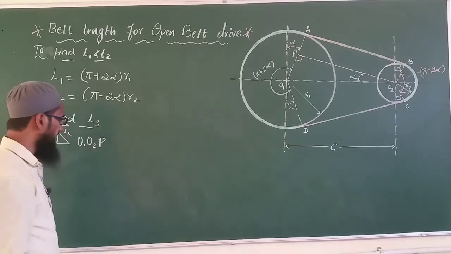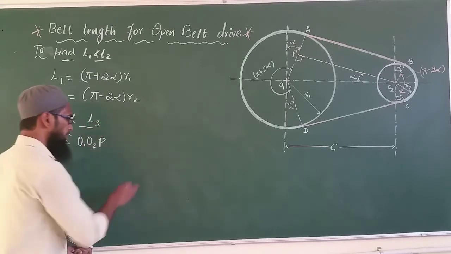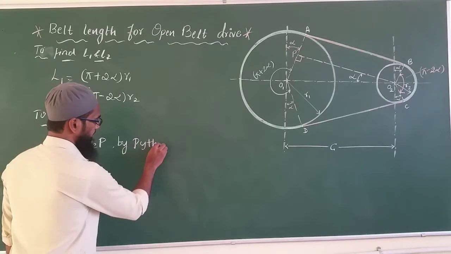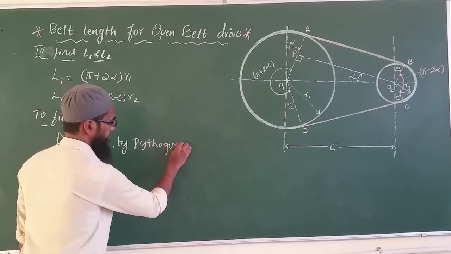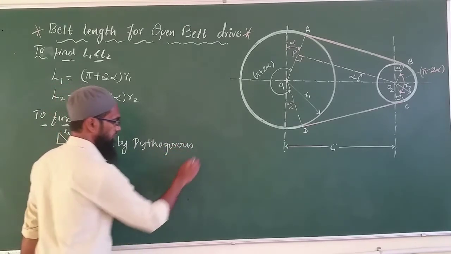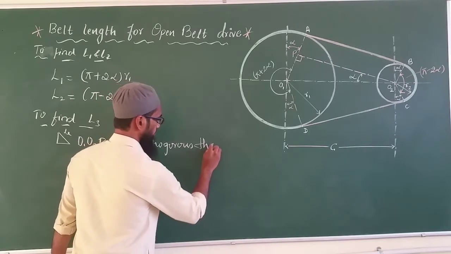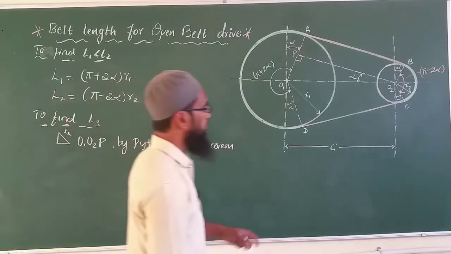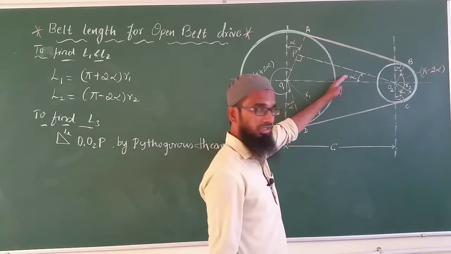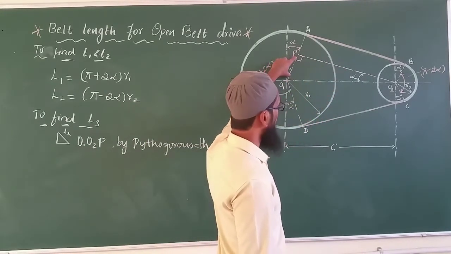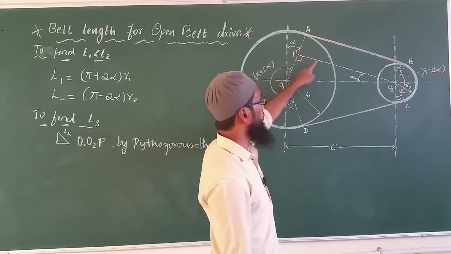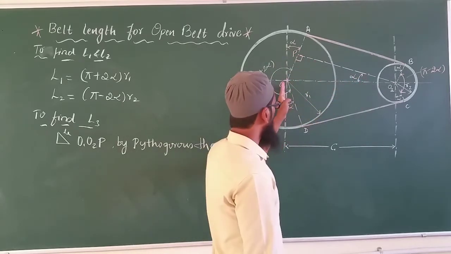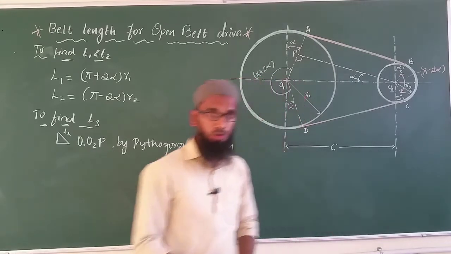So for the right angle triangle O1 O2 P, I will apply the Pythagoras theorem here. Obviously we know that this is angle alpha, so this side becomes the opposite side here, this length is the adjacent side, and O1 O2 becomes the hypotenuse here.